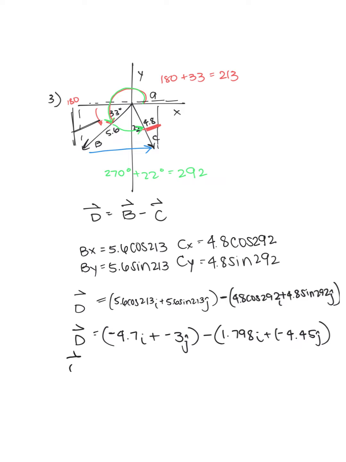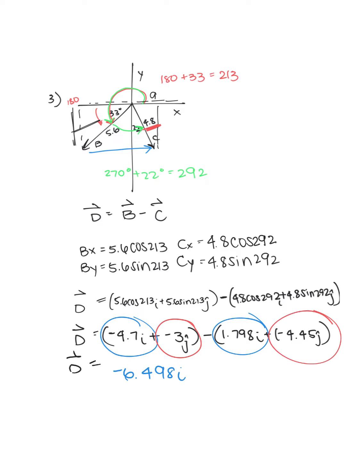And now we combine like terms. Negative 4.7 minus 1.798 equals negative 6.498 in the X direction. And if we combine negative 3J minus negative 4.45, then we will get 1.45 in the Y direction, because negative 3 subtracted by another negative number is addition. So it'd be negative 3 plus 4.45 gives us 1.45. And now we have our D of X and our D of Y.